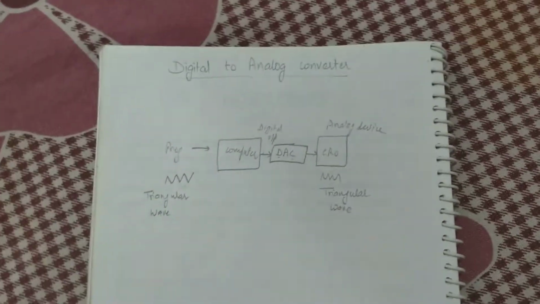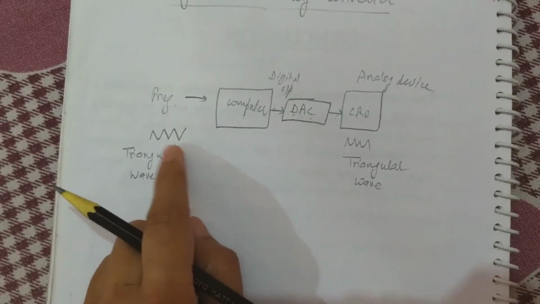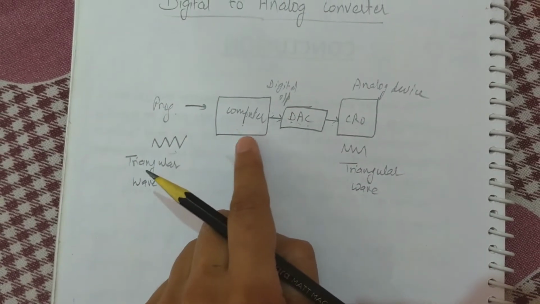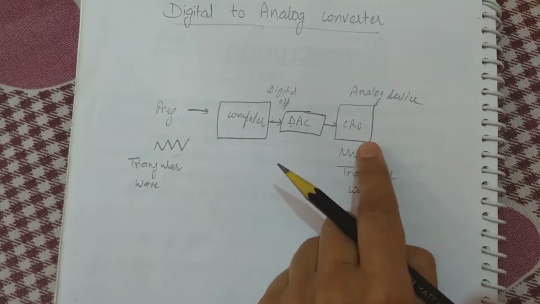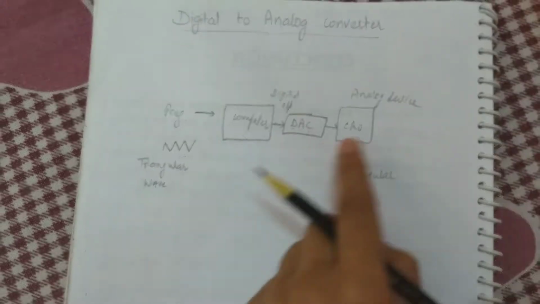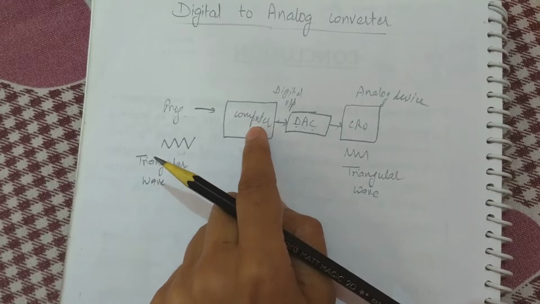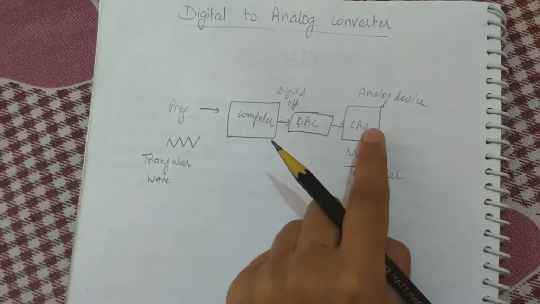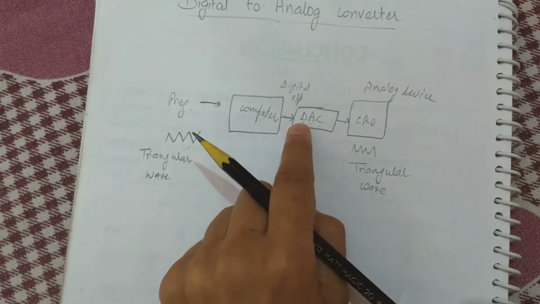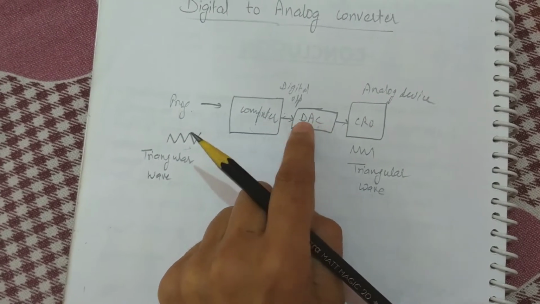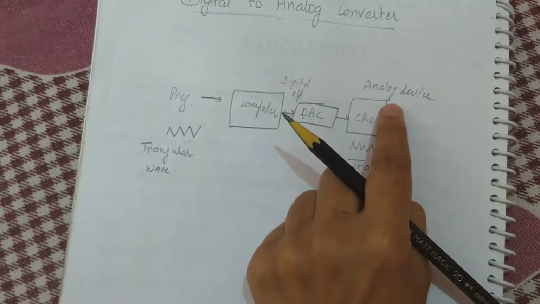So let's see. Suppose you have written a program to generate a triangular wave, okay, and you will run this program on the computer and you will see the result on the CRO because CRO is an analog device. You can see waveforms only on CRO. So now to transfer your program from computer to CRO, what will we require? We will require a digital to analog converter. You know that computer gives digital output and CRO receives only analog input.